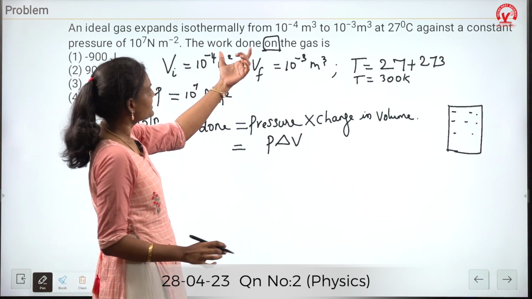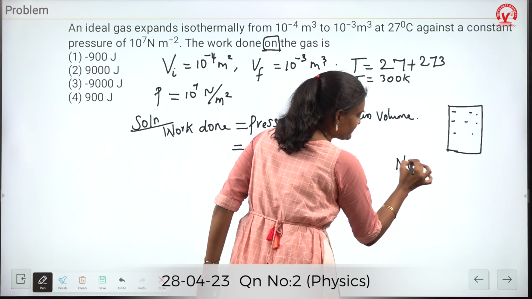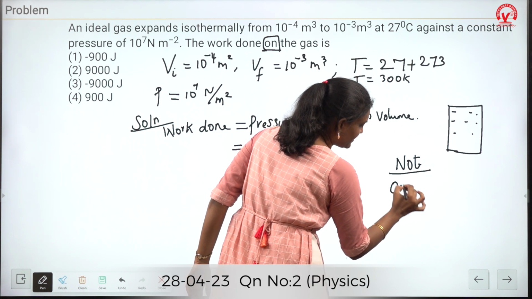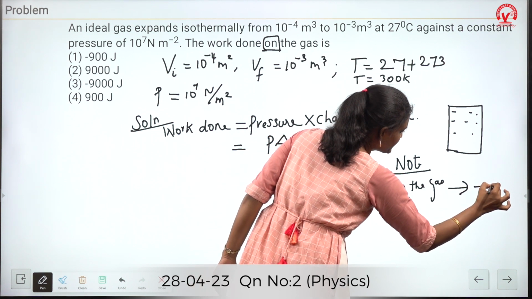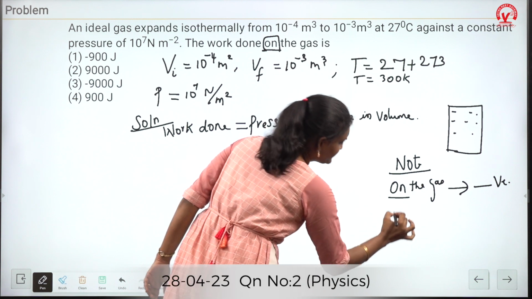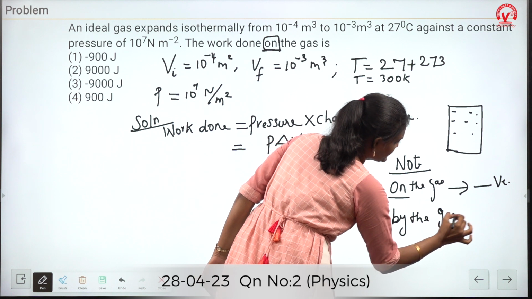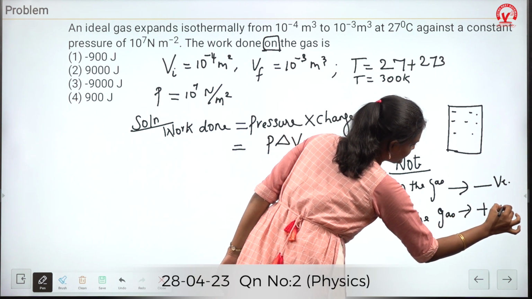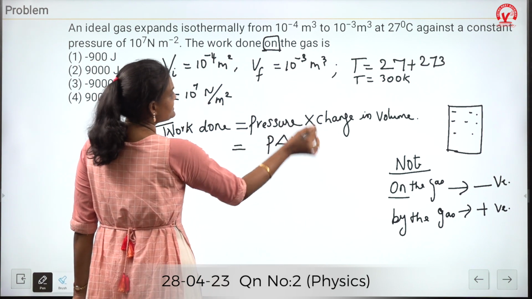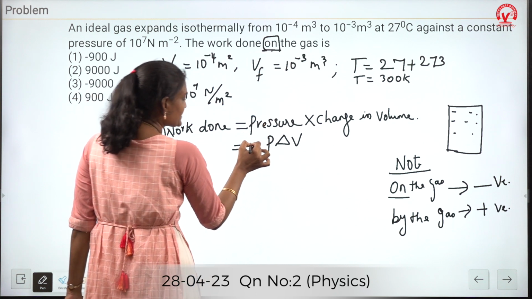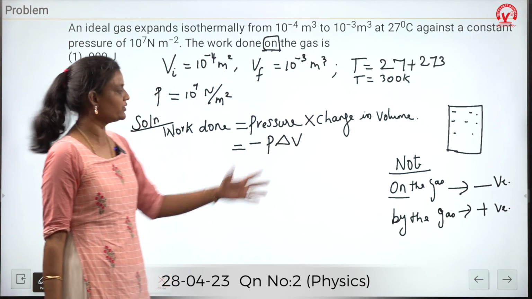Here note this carefully: if the work is done on the gas, on means it is negative sign, and if the work is done by the gas, we will get that as positive sign. Okay, this we will study in the Carnot heat engine. And this work is done on the gas, so I am representing here that it is negative: minus pressure into change in volume.